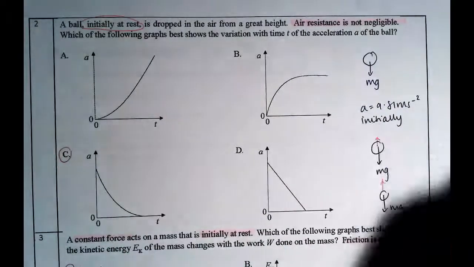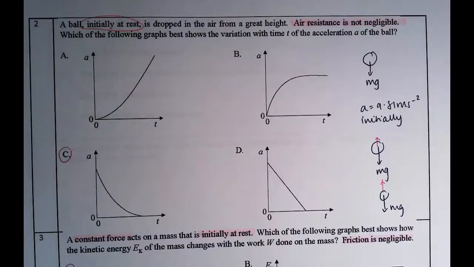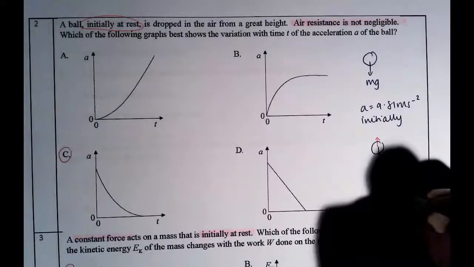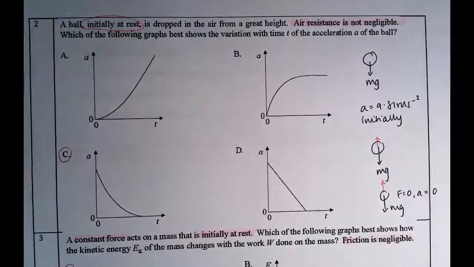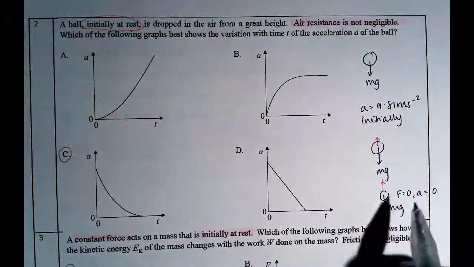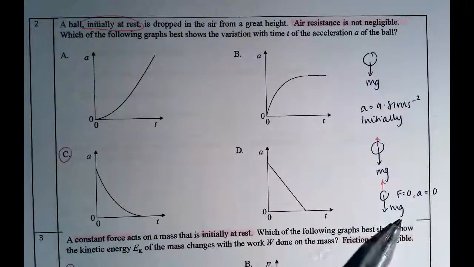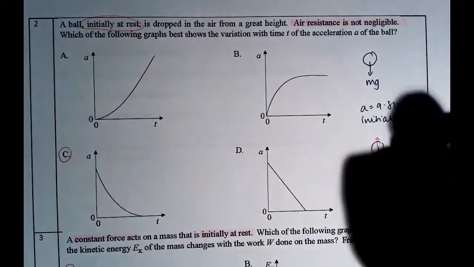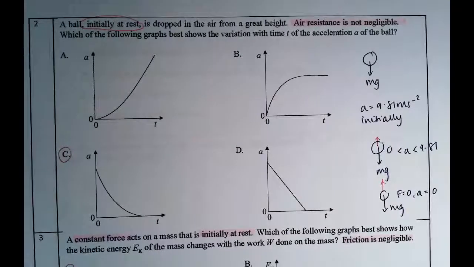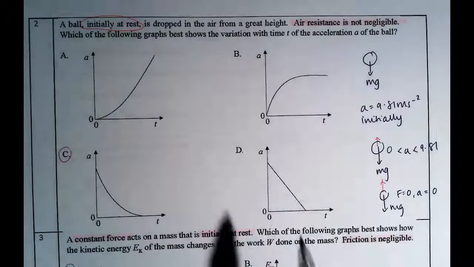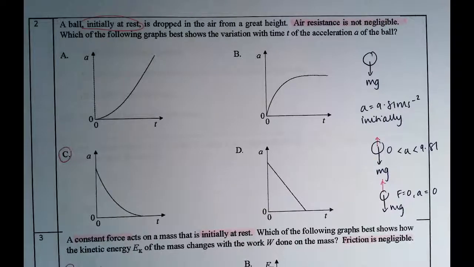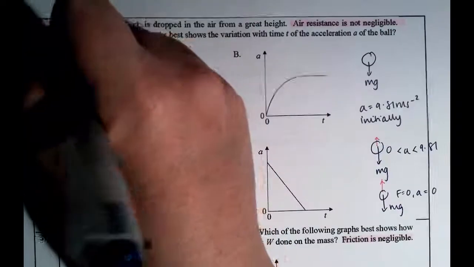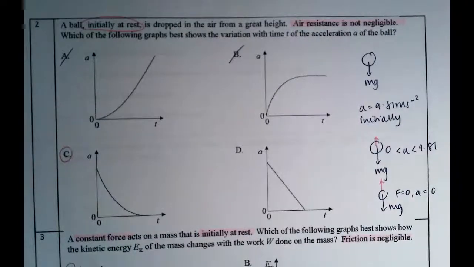Okay, and at some point the air resistance will match the weight, and so the resultant force on the object falling will be 0. So therefore a is 0, and at some point between the initial a being 9.81 and a being 0, a is between 0 and 9.81. So I would always suggest drawing things out in the exam so that you can visualise what's going on. You know that it cannot be A or B because the acceleration is not 0 to start with, it's 9.81. So you therefore know it's C or D.